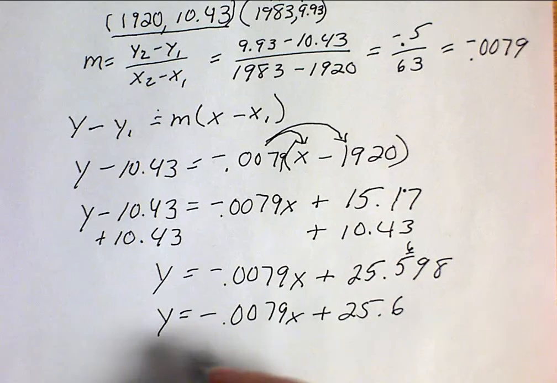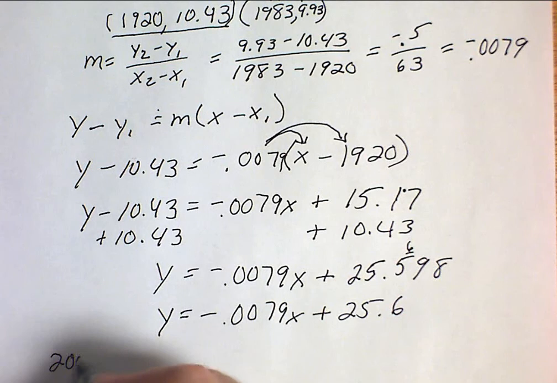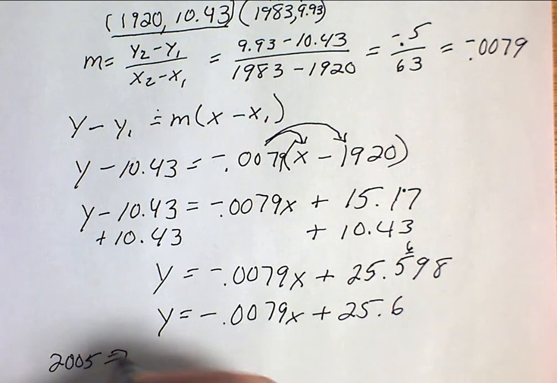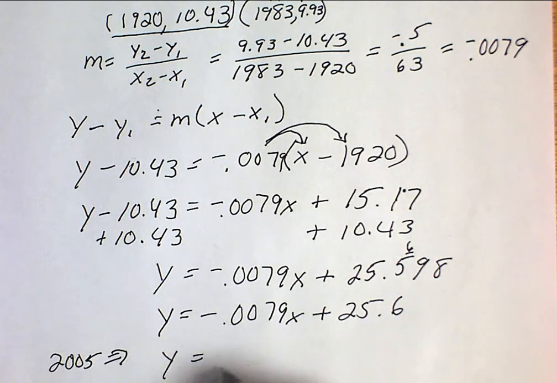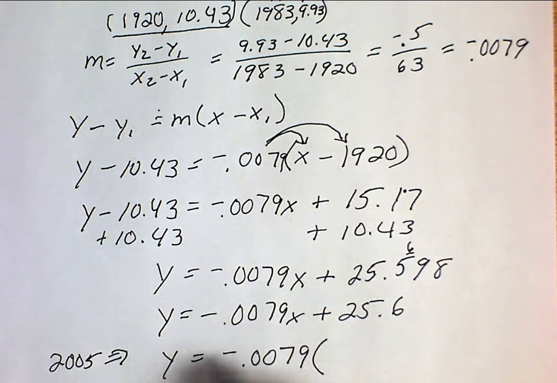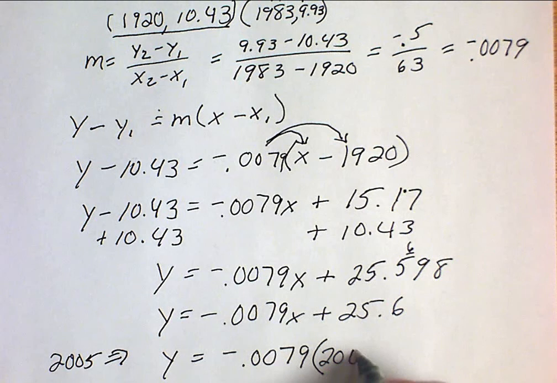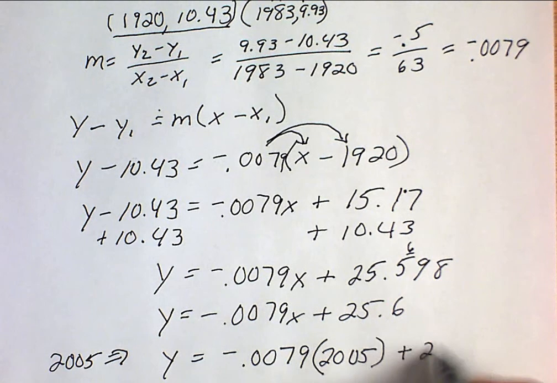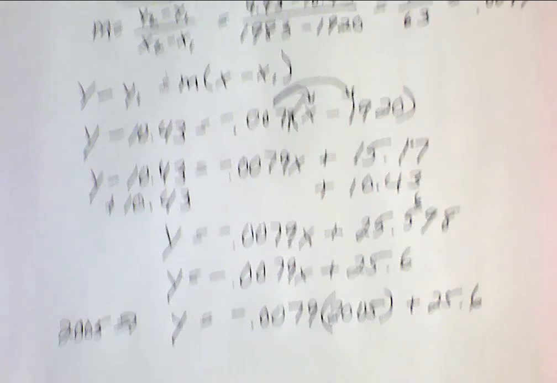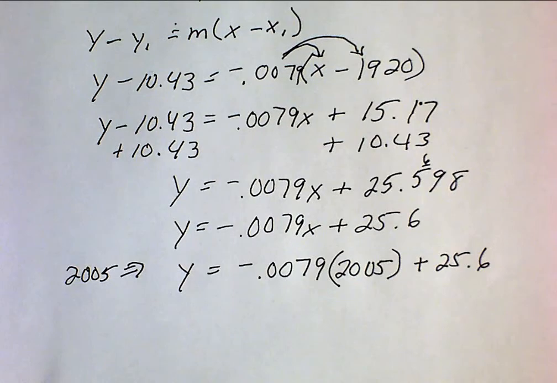So I'm going to put in 2005. That's what I'm finding. So it's going to be y equals negative 0.0079, putting in 2005 for x, plus 25.6. So you would throw that into your calculator to find out what the record is in 2005.